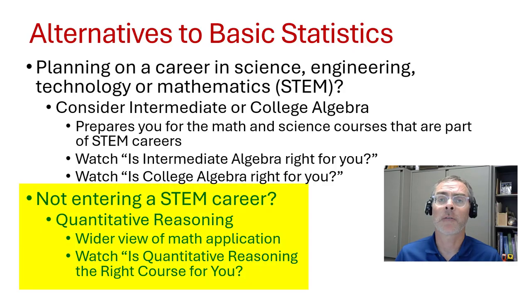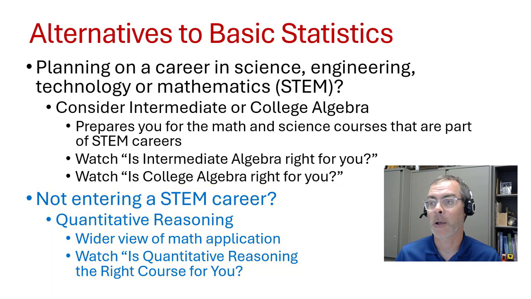On the other hand, if you're planning to transfer but not into a STEM career, then you might consider a course that Western offers called Quantitative Reasoning. It's a wider view of math. It doesn't go quite as deep into those algebraic topics, and you can watch the corresponding video called Is Quantitative Reasoning Right for You to help determine if that's the right fit right now.